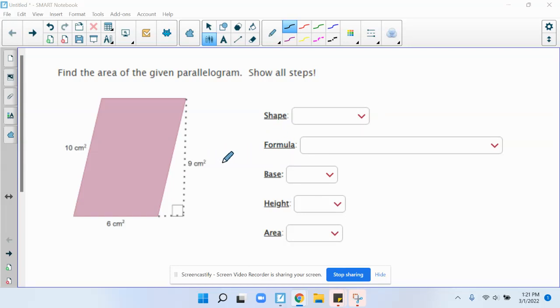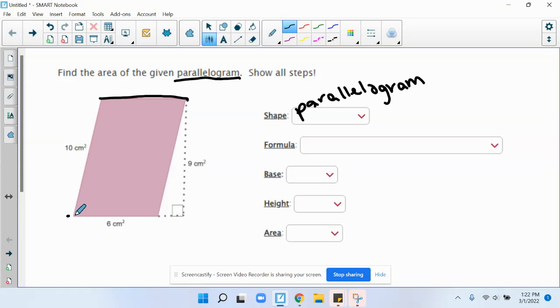All right, so our first question here, we are being asked to find the area of the given parallelogram. So first thing we need to do is identify the shape, and it tells you right in the question that this is a parallelogram. You can also tell that it's a parallelogram because it has two sets of parallel sides. The first set in black, the second set in purple. Remember, parallel means that they don't touch.